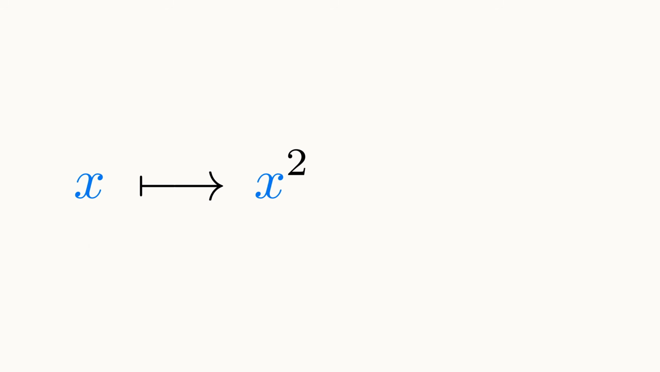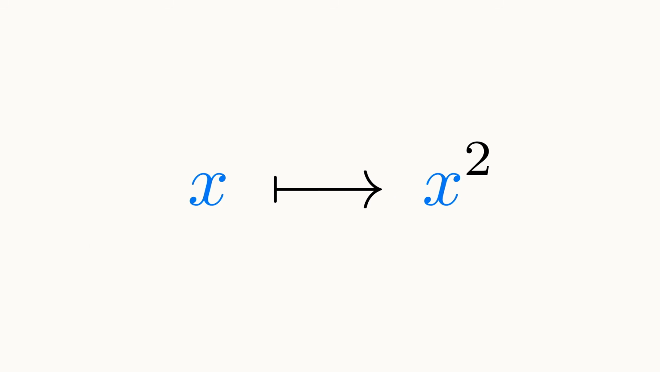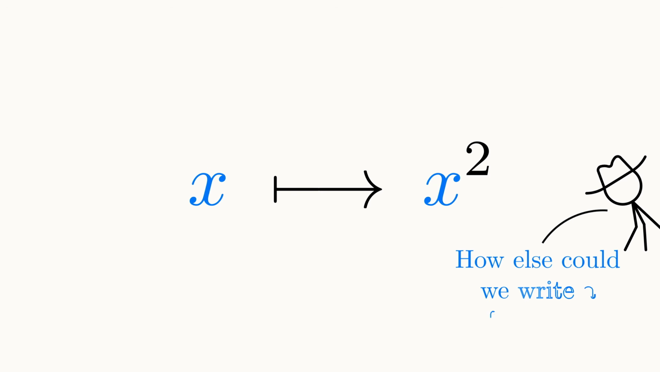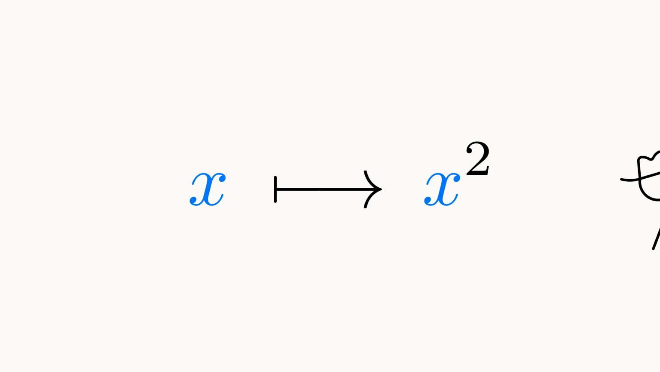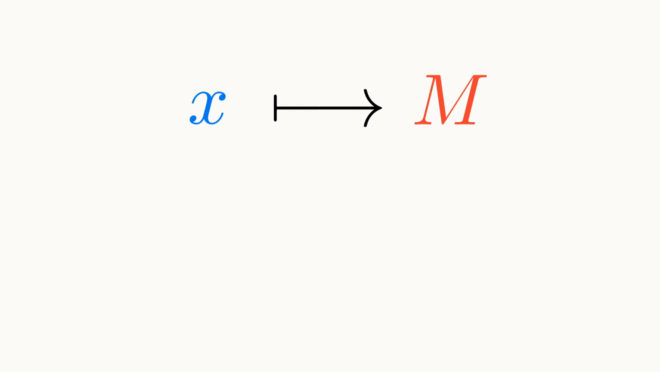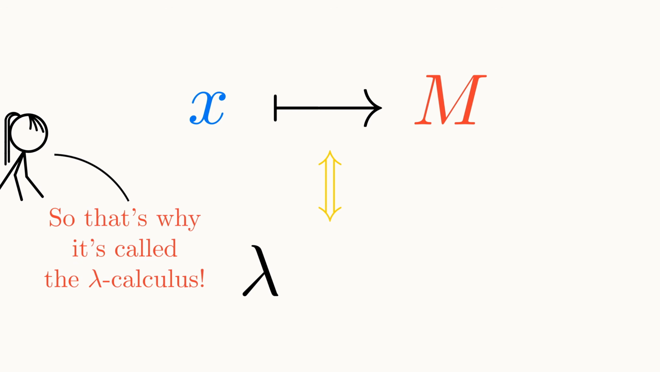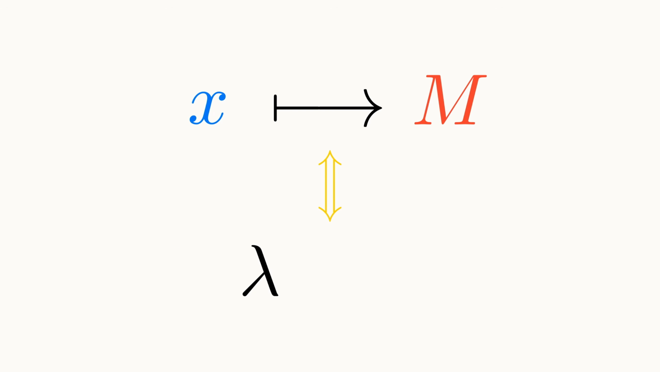To avoid having to use arrows to denote functions, let's introduce some new notation. For a function that maps an arbitrary input x to the output m, we'll write it as follows. We'll first write a Greek letter lambda to indicate that we're writing a function. There's really nothing special about this letter, it's simply a visual marker that we're defining a function.